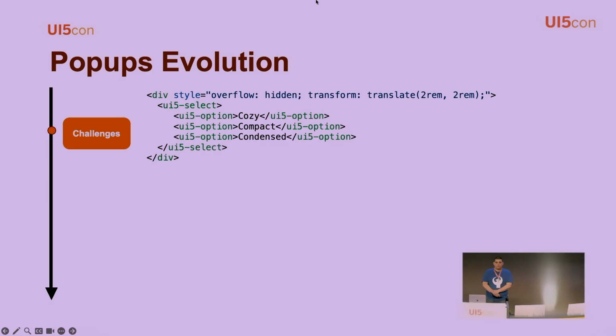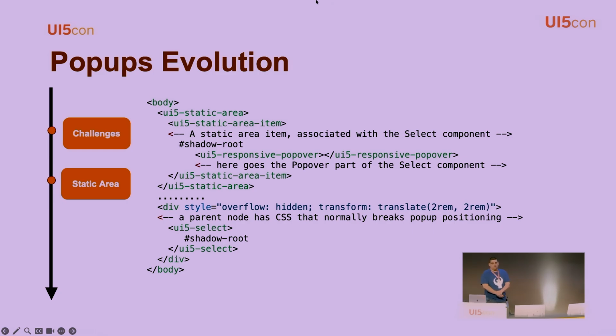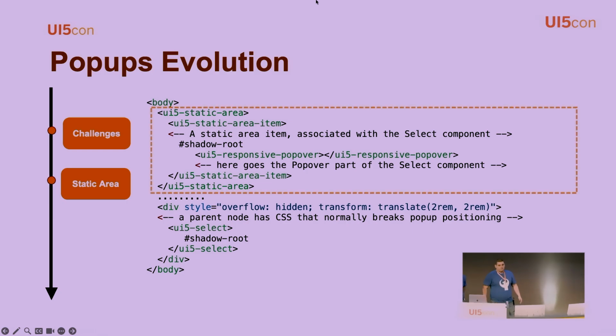So for that, we started to split our components into two parts. The first one was the part of the component, and the second one about the pop-up functionality. Then we introduced this custom element called static area, where all the pop-up content was placed. With that static area element, we guarantee that the pop-up content is unaffected by the page styles, also the stacking context, etc.